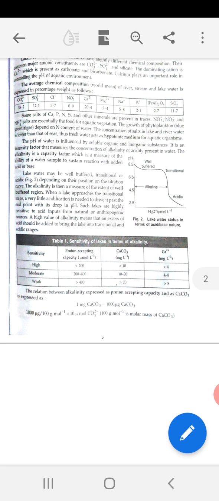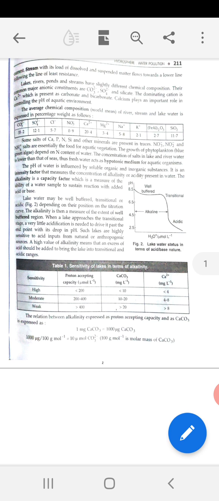The pH of water is influenced by soluble organic and inorganic substances. It is an intensity factor that measures the concentration of alkalinity or acidity present in water. The alkalinity is a capacity factor, which is a measure of the ability of a water sample to sustain reaction with added acid or base.